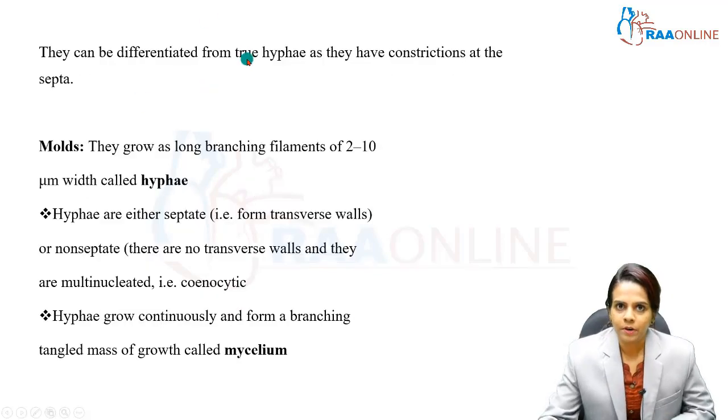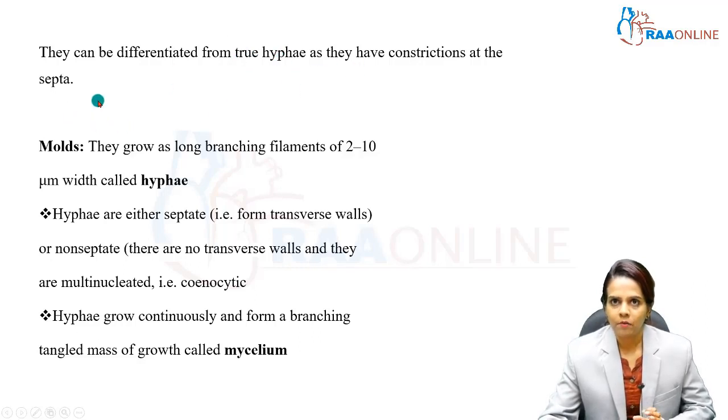So they can be differentiated from true hyphae. So this yeast-like group has pseudohyphae. That pseudohyphae can be differentiated from the true hyphae because they have constrictions at the septa. As they have constrictions at the septa, I will show you in the picture.